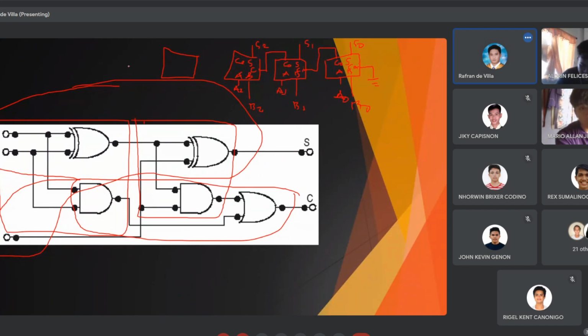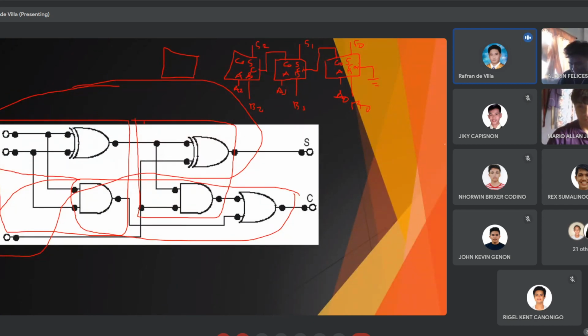Okay? So if you're going to be adding 8-bit numbers, no problem. You just replicate this additional four times. Okay, and now you'll be able to add 8-bit numbers. So that is the design, guys. It's very simple.